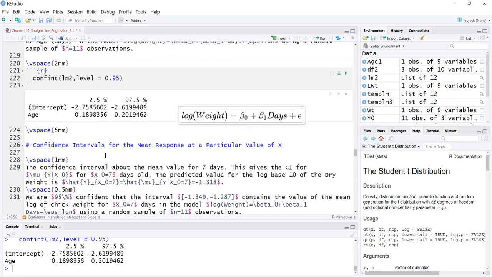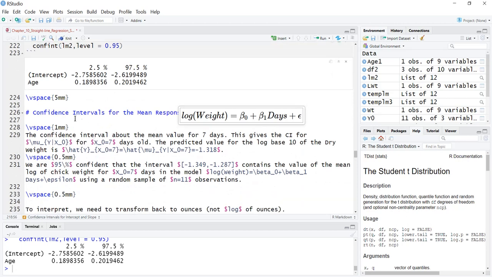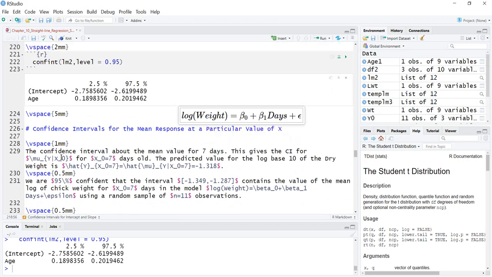Then we've got the confidence interval for the mean response at a particular value of x. So this is the confidence interval around the regression line, okay? That's what this is. But we're doing it for just one value of x. Now the computer can do it for all of the values of x very easily and create the band. I will not ask you to do that at all this way. I think I may have code down here that does that for you, but if I ask you for an individual value, this is how you would do it. So the confidence interval about the mean value, that's the regression line, for 7 days, that's where x is equal to 7.